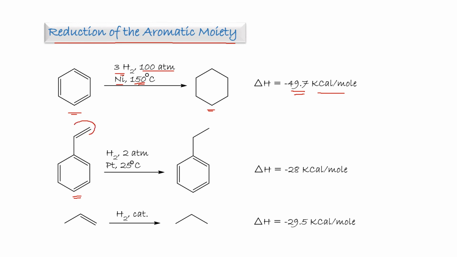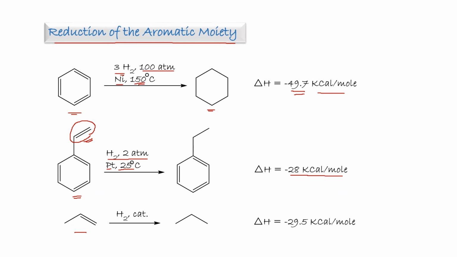On the other hand, styrene, this double bond can be reduced smoothly and selectively in the presence of the benzene ring, hydrogen at 2 atmospheres, platinum as a catalyst, and 25 degrees Celsius. Again, the reaction is exothermic, gives out 28 kilocalories per mole.